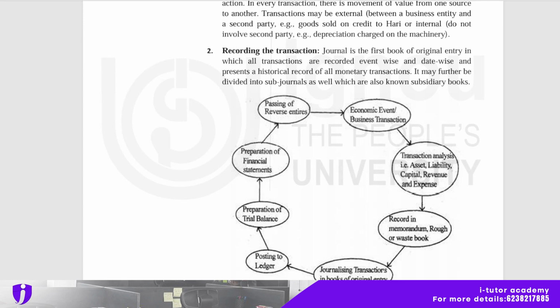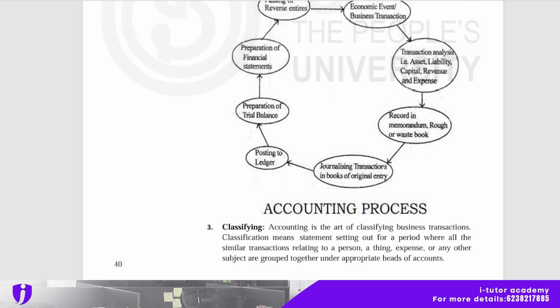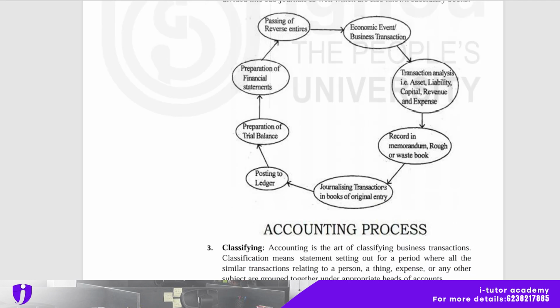Journal is the first book of original entry in which all transactions are recorded event wise and date wise, and presents a historical record of all monetary transactions. It may further be divided into sub journals, which are also known as subsidiary books. Here is a chart of the accounting process. You just go through it.